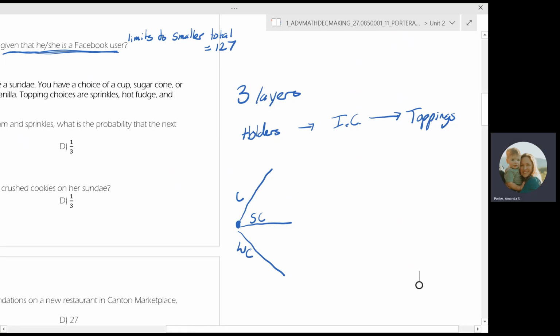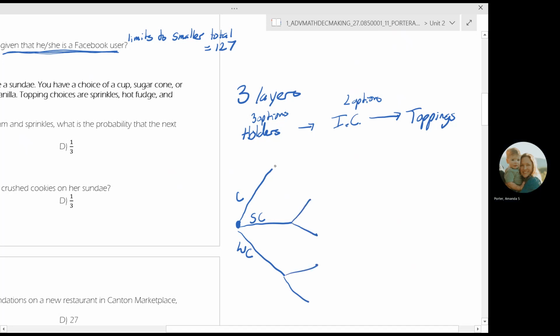So those are my first 3 choices. Now, off the end of each of these, I need to talk about ice cream. So ice cream, I have 2 options, right? So 3 options for your holders. I have 2 options for your ice cream. So off the end of each of these, I'm going to stick 2 ice cream options.